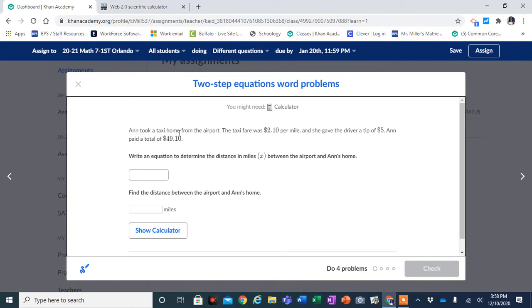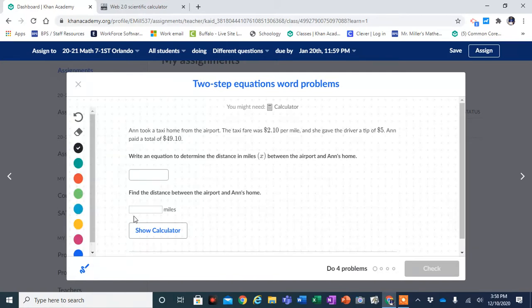So Anne took a taxi home from the airport. The taxi fare was $2.10 per mile and she gave the driver a tip of $5. It says that Anne paid a total of $49.10. So for our equation here, it says write an equation to determine the distance in miles x.